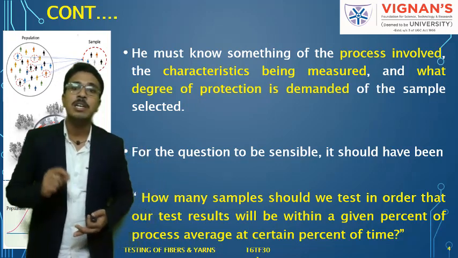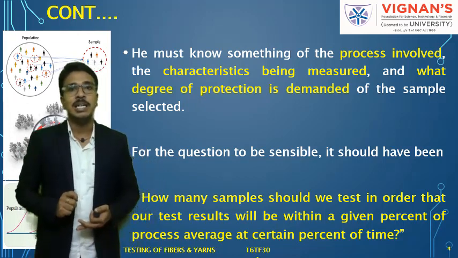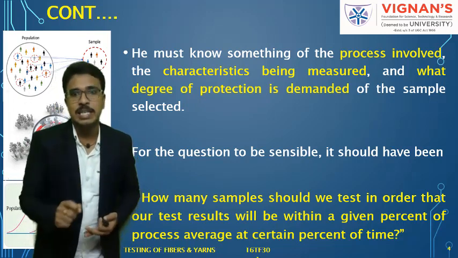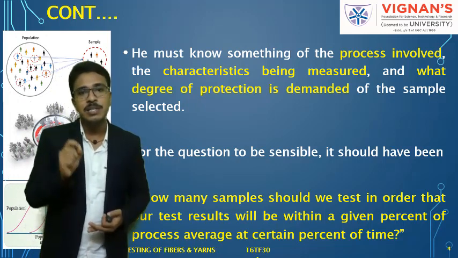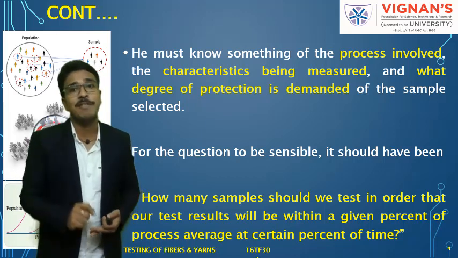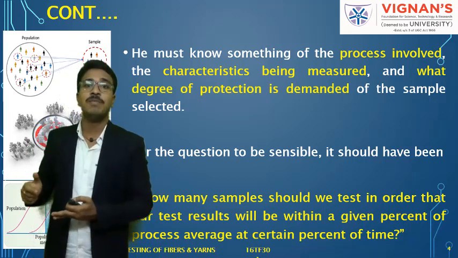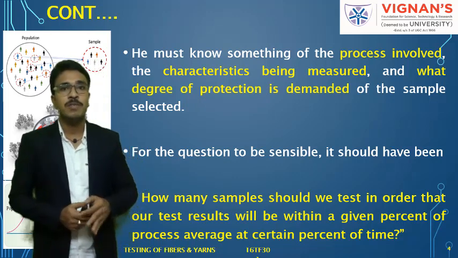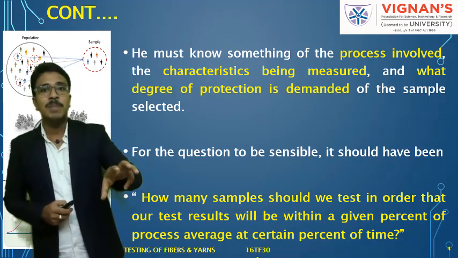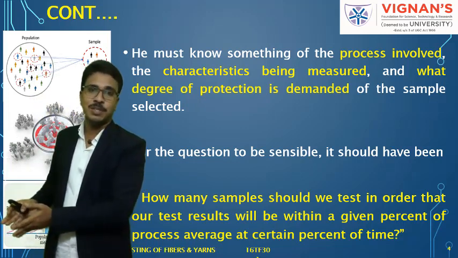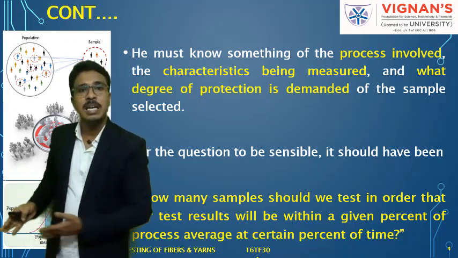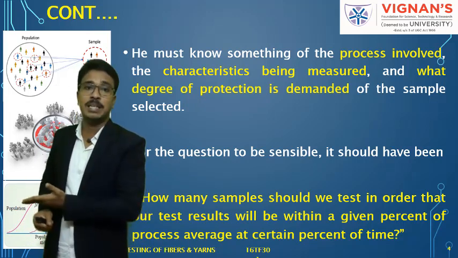How many samples should we test in order that our test results will be within a given percentage of process average a certain percent of the time? So if you test this many samples, the results will be within a given percentage of average at a certain probability of error.